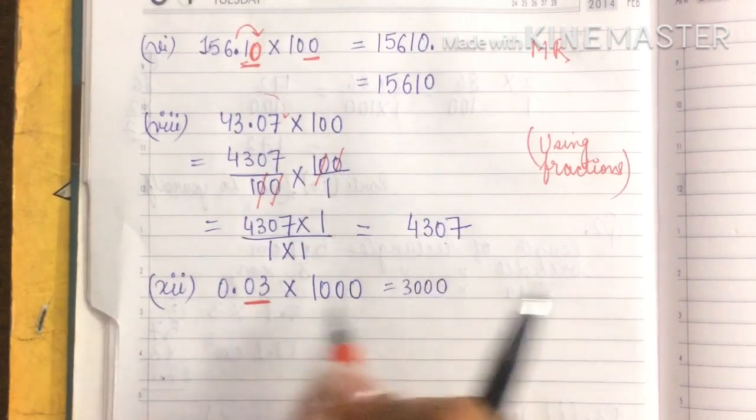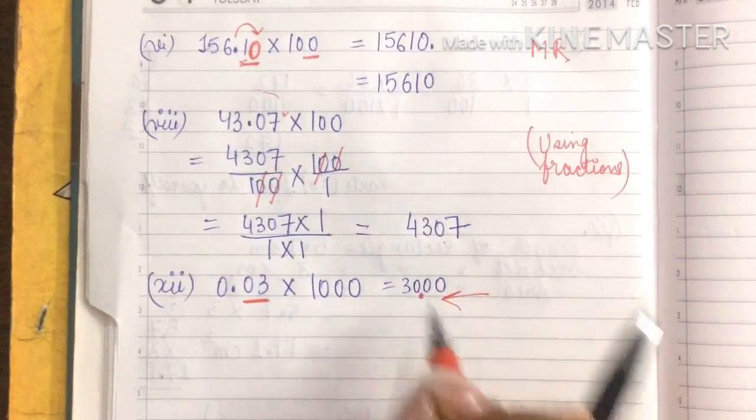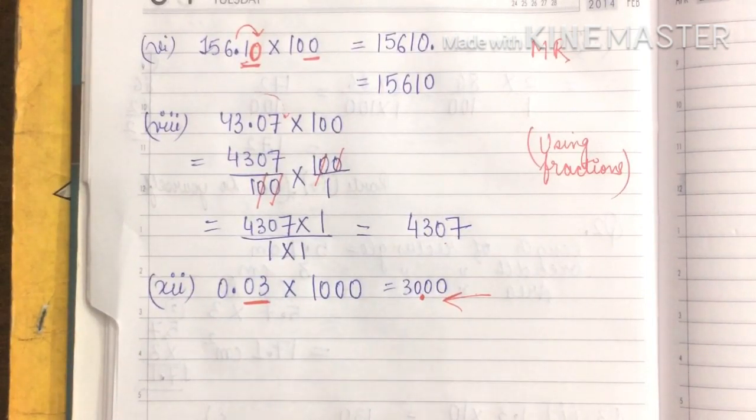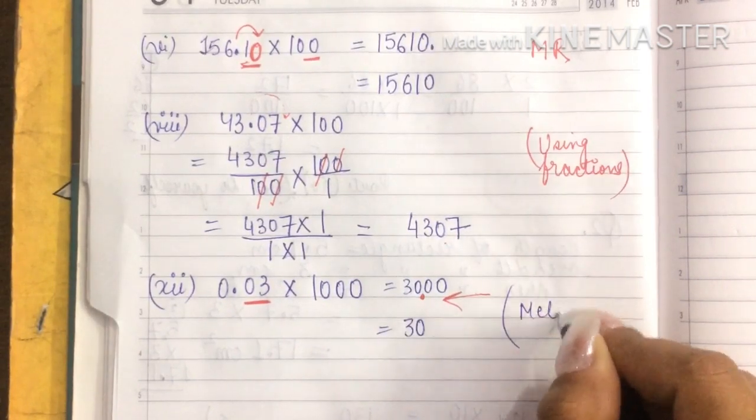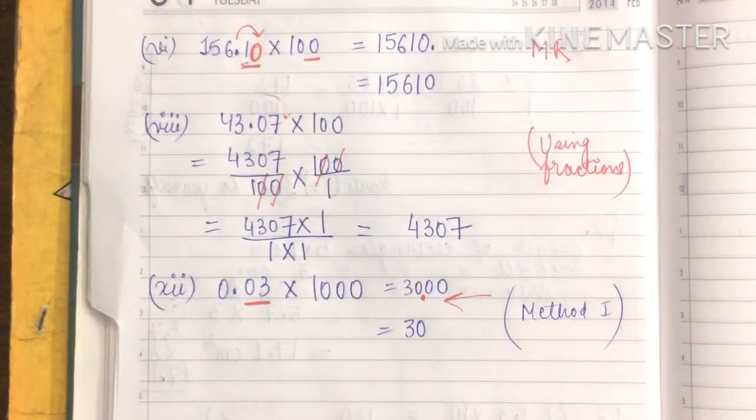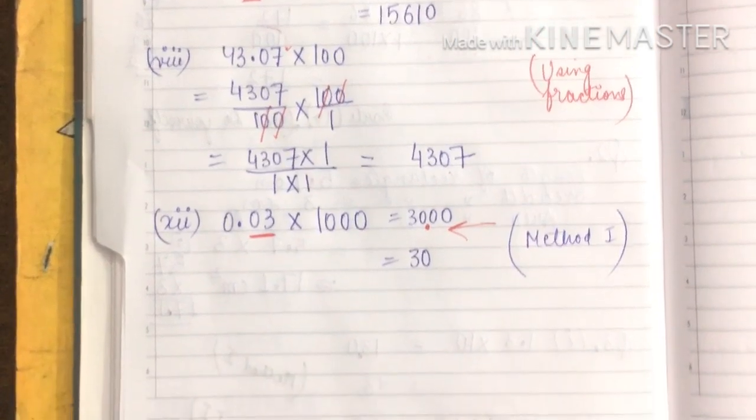There are two decimal places, so the point will be put right here, two digits from the right. So the answer will be 30. This is done using the first method. Now let us do the same part with the shortcut.